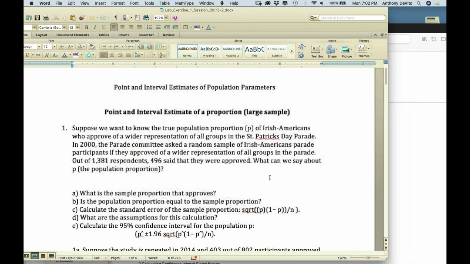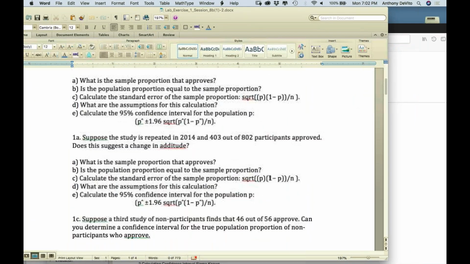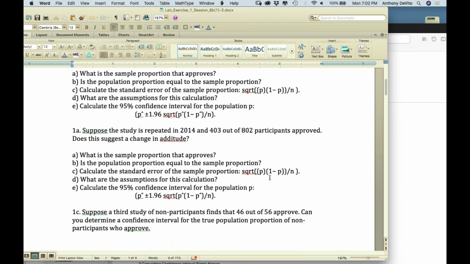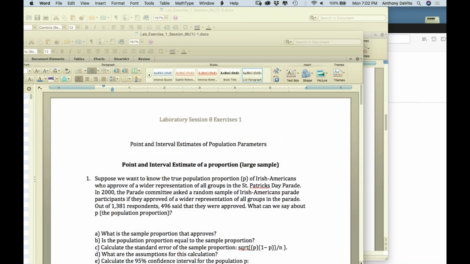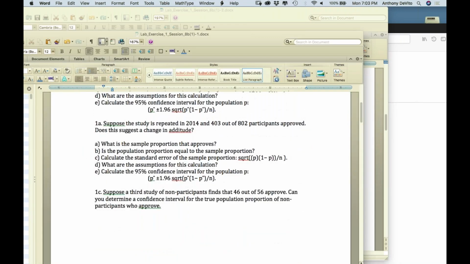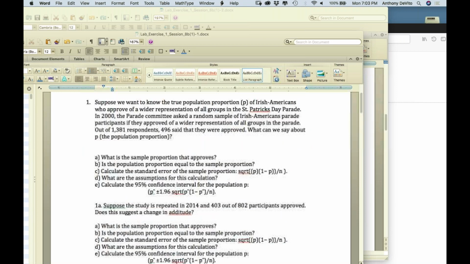Okay. I think the other one had a different exercise there. Did it? Okay, let's take a look at this one.